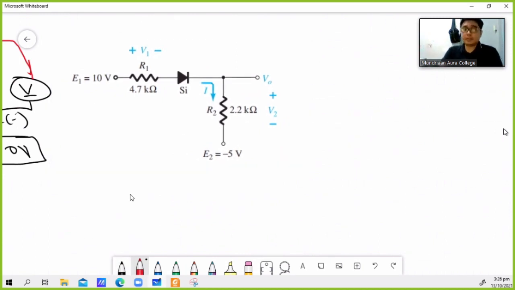Normally, naglalagay tayo ng subscript sa mga variables ng ating mga sources kung if it is more than 1. So in this case, dalawa. Isa E sub 1, isa E sub 2. Pwede rin namang E sub 1 yung negative, pwede E sub 2 yung positive. Walang problema doon. Okay. So anong pinahanap sa atin dito? Pinahanap sa atin dito ang I, V sub 1, V sub 2, and V out or the output voltage.